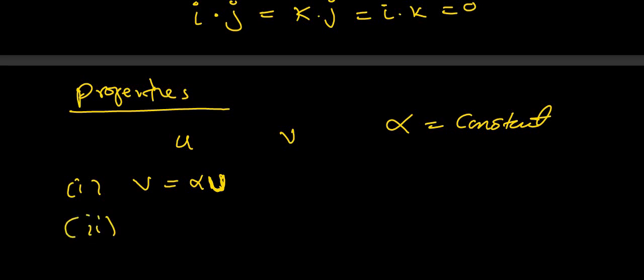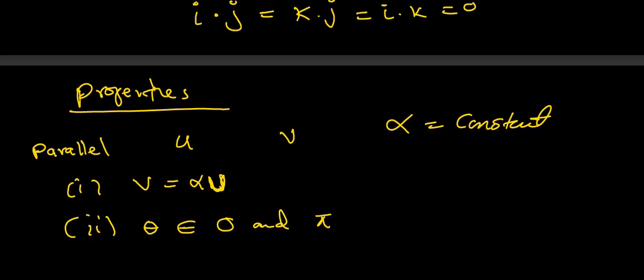Then the second thing is the angle between them. This is specifically for parallel vectors. Let me just write here. If two of these are parallel, the angle between them should either be 0 or 180. That's what we have if two vectors are parallel.